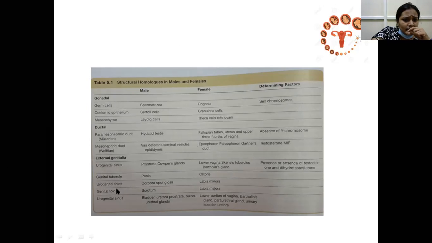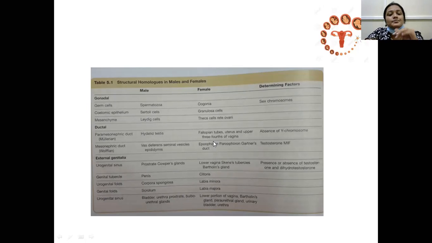Then I have told you about the genital folds. These are also called genital swellings. Genital swellings in male form the scrotum, and in female they form the labia majora. It is an important entrance question, because there are urogenital folds here and genital folds here. They want to confuse you and will ask what the urogenital folds are identical to, and what the genital folds further develop into. From this table itself you can expect an MCQ.